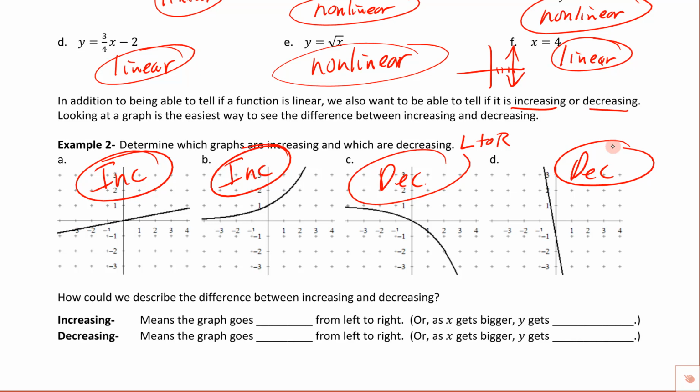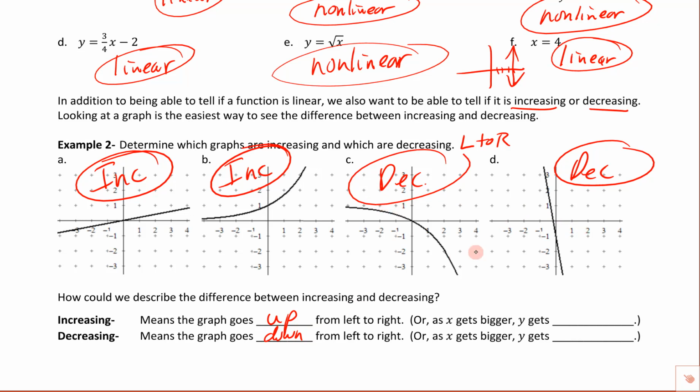So we can describe this really easily. If it's increasing, that means the graph goes up from left to right. So these are increasing examples right here. And it means the graph goes down from left to right if it's decreasing. So here are decreasing examples. Notice that they're going down.